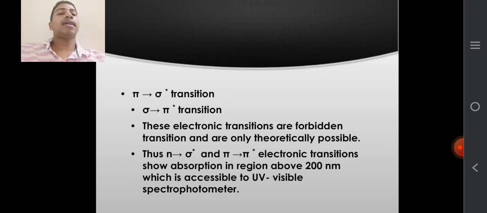Sigma to pi star transition. These electronic transitions are forbidden transitions and are only theoretically possible. Thus, n to sigma star and pi to pi star electron transitions show absorption in a region about 200 nanometer, which is accessible to a UV visible spectrophotometer.